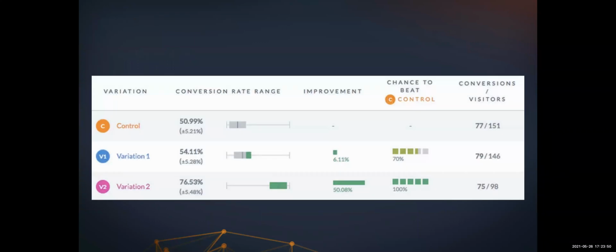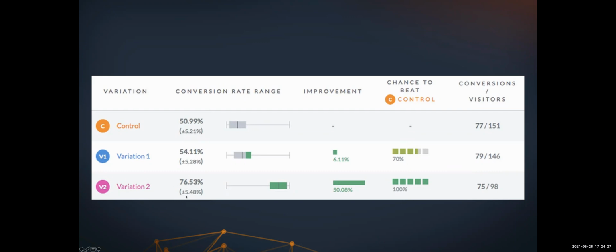So this is an example that I actually found online on control and variation testing. In this mission, to maximize conversions, you can see that the control here has a conversion rate of 50.99%. And the first variation is 54 plus or minus 5. So this is a confidence interval. Plus or minus 5% of this number can be the conversion rate, and the same for variation 2.